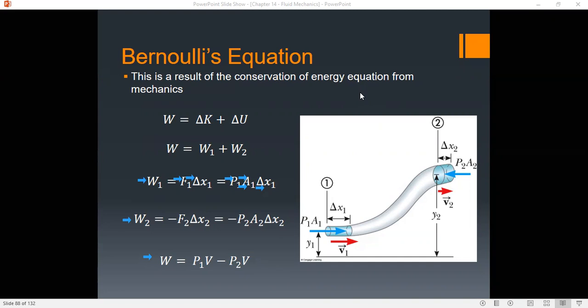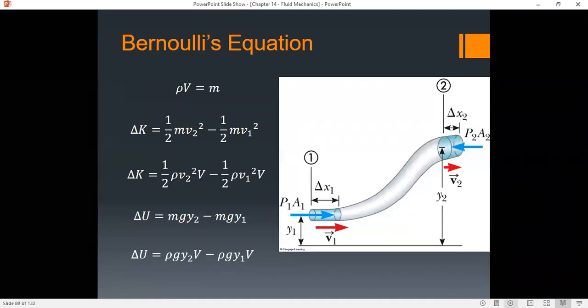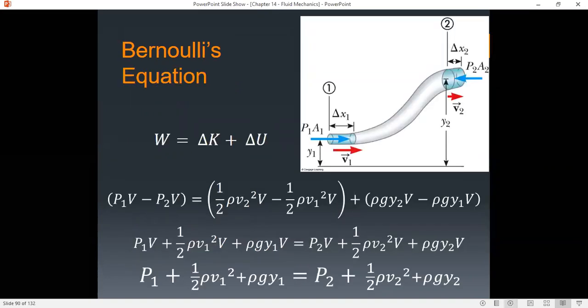Again, pressure can be thought of in this particular case as the amount of work being done per unit volume. So there's your first term right there. Again, you can go through the kinetic energy term. We're just going from kinetic energy to kinetic energy per unit volume. And then finally, the potential energy term, where we go from potential energy to potential energy per volume. And that's where Bernoulli's equation comes from.